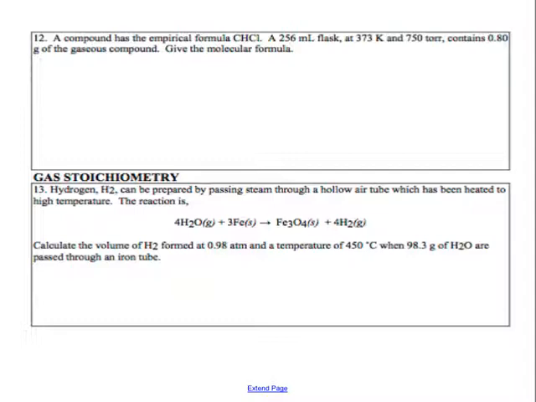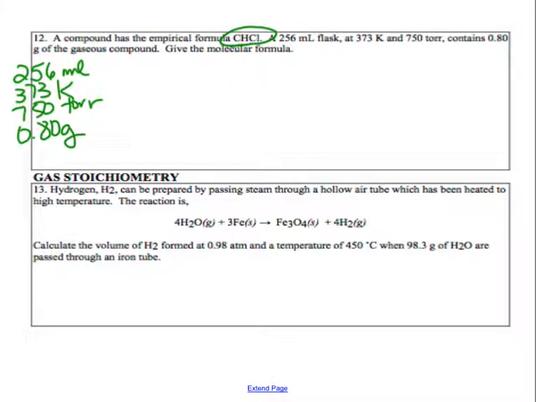All right. A compound has an empirical formula of CHCl. A 256 mL flask at 373 K and 750 torr contains 0.80 grams of the gaseous compound. Give the molecular formula. If I have the empirical formula and I need the molecular formula, what one piece of information do I need? Molar mass, and that's what I'm going to solve for.